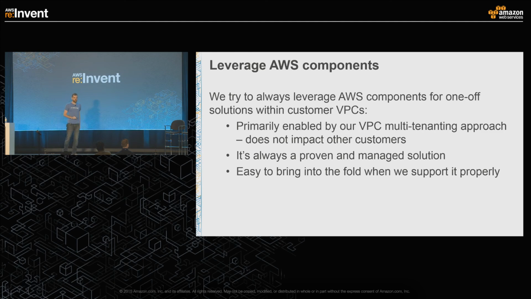This is primarily enabled by the fact that we use VPC as our multi-tenancy approach. It means that anything that we do within a single VPC is not going to impact any of our other customers. And so by grabbing some of the AWS components and dropping them in there, it's always a proven and managed solution. It also means that it's very easy to bring into the fold once we start to support it officially.